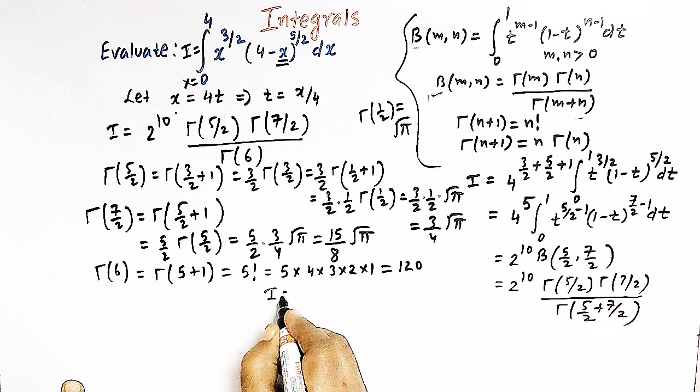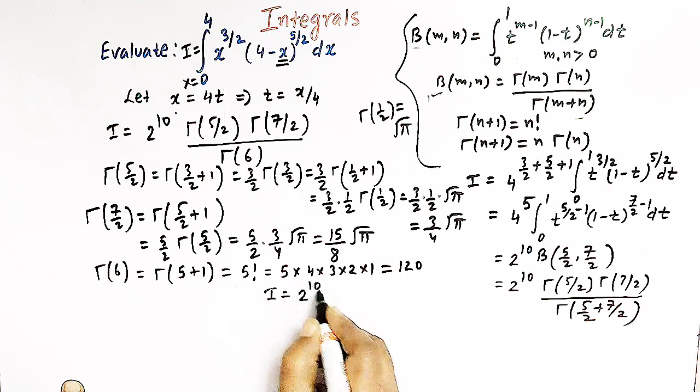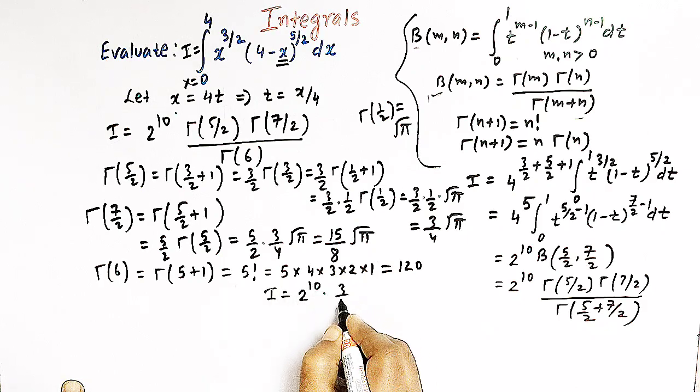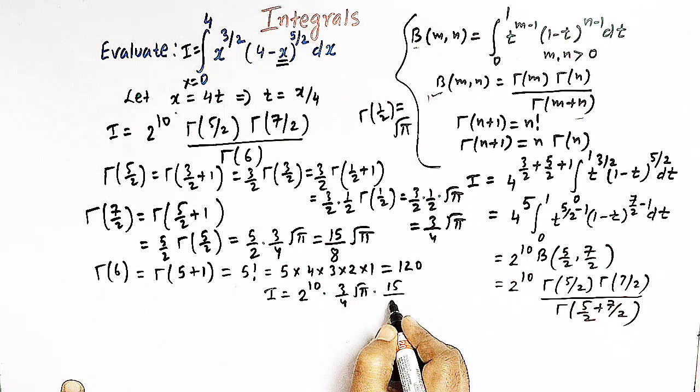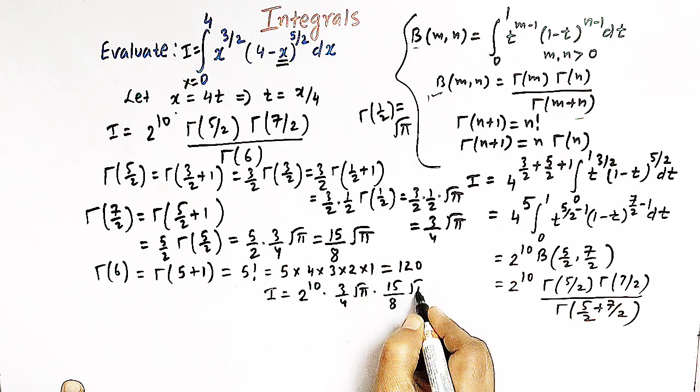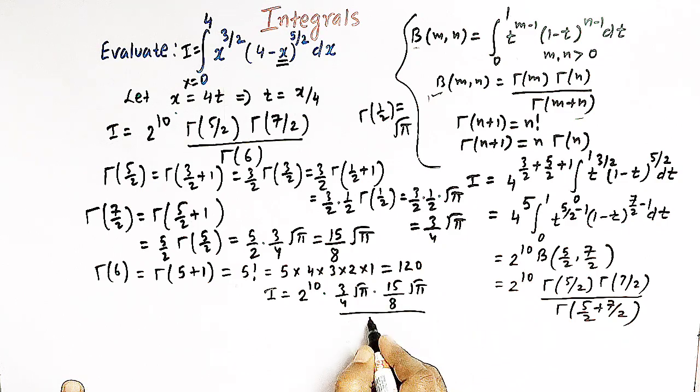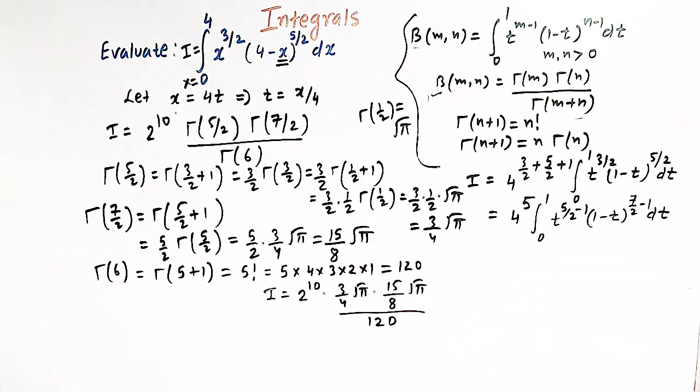So now let us substitute these values in this expression. So I can now be written as 2 raised to 10. Then we have 3 by 4 root pi. Then we have 15 over 8 root pi divided by 120. So now our aim is to simplify this expression.